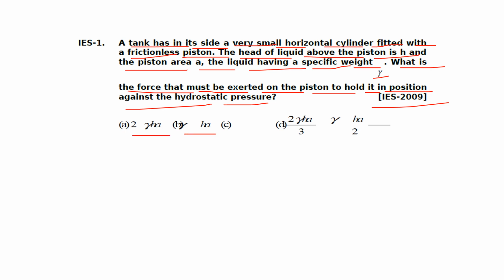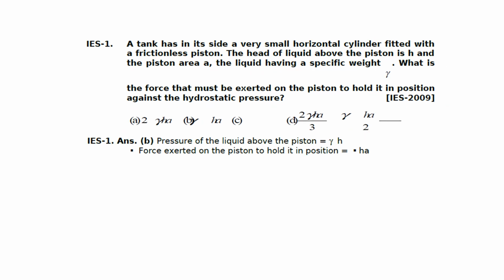These are the options given. So this is the pressure, and the force will be this. Obviously we have to multiply with the area. So this is gamma H, times A, so it is gamma HA. So the answer is A. Don't think it is a confusing question. It's a straightforward question: this is pressure, and just multiply with the area, we'll get force.